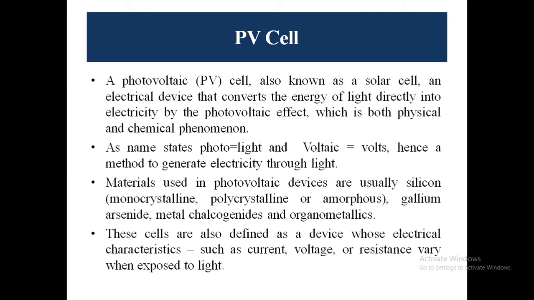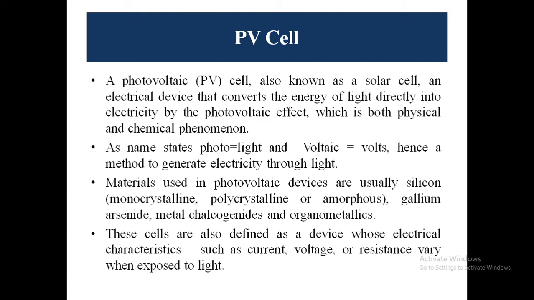So, what is a photovoltaic cell? It is commonly also called a solar cell. It is an electrical device that converts the energy of light directly into electricity based upon the photovoltaic phenomena, which is both physical and chemical. The name comes from photo plus voltaic, which means light plus voltage. Hence, it is called a method to generate electricity through light.